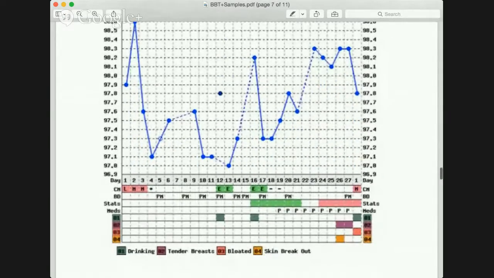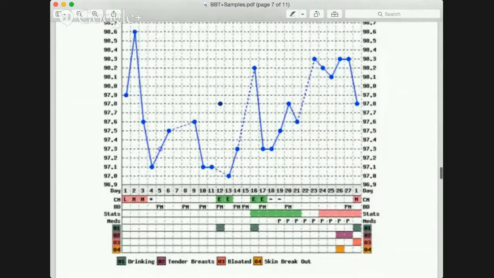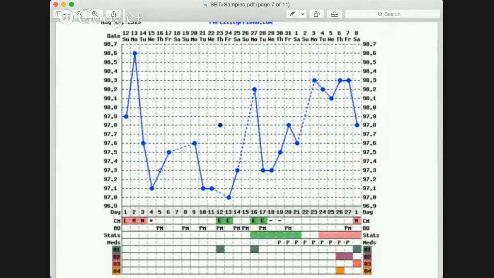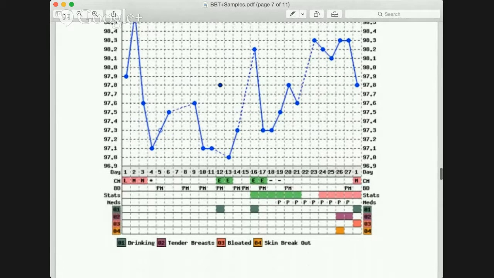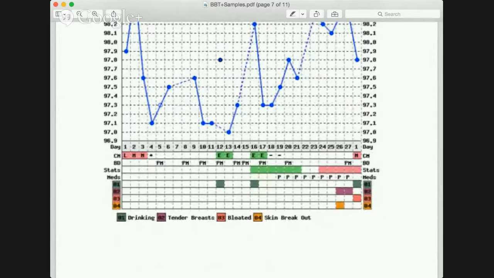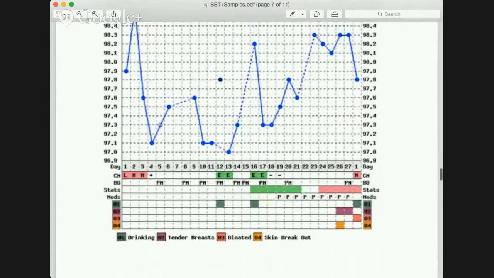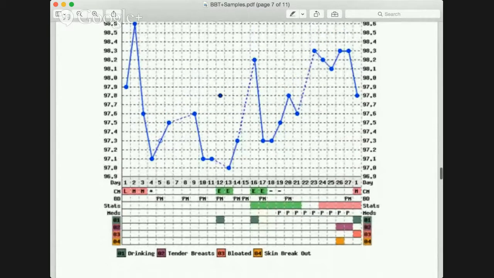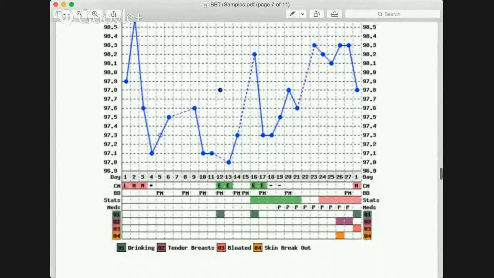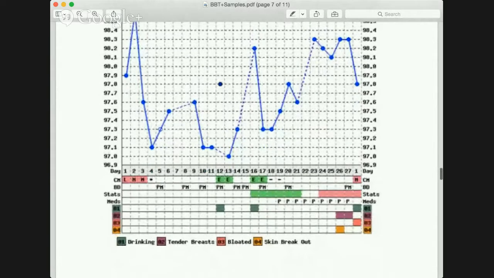This is the same person. You can see that they didn't even make a cover line for her on this one. Seems like she probably might have ovulated around day 20-ish, but there's no cover line here. Again, look at, she's so predictable. Whenever she drinks, it goes up pretty much.